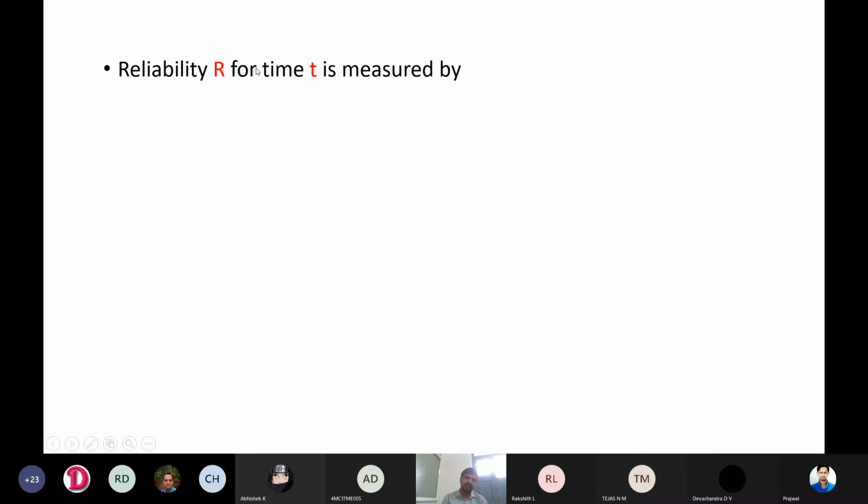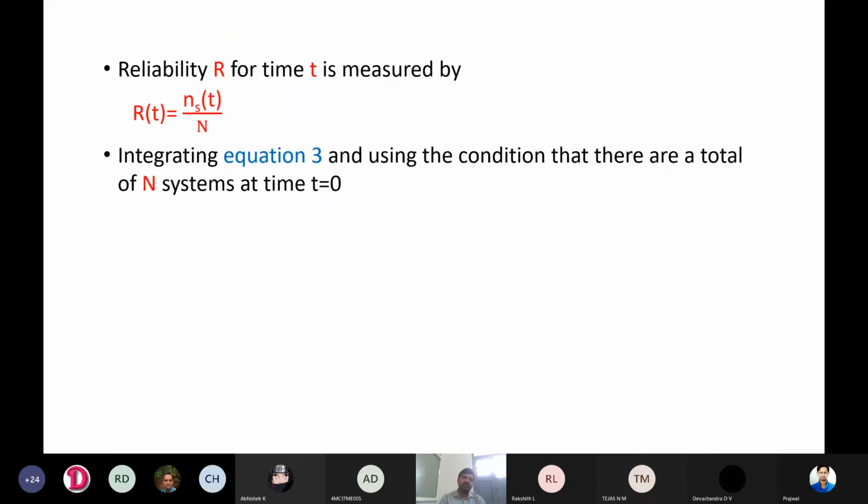So, integrating equation 3, and using the condition that there are a total of n systems at time 0. That means before releasing a product into the market, if you consider products just manufactured, that can be considered as n, at time 0. They have just come out of the machines. You have not tested whether they are working or not. You have not done any tests. Just products come out of the machine, at that time.